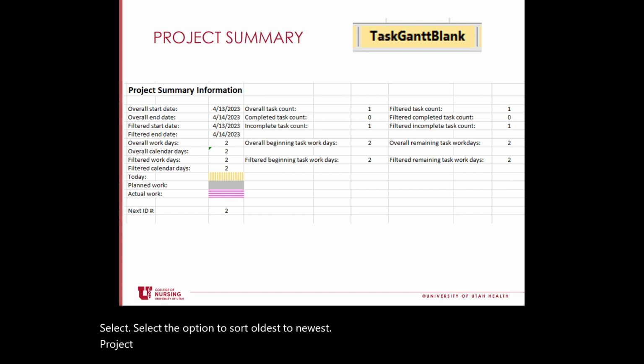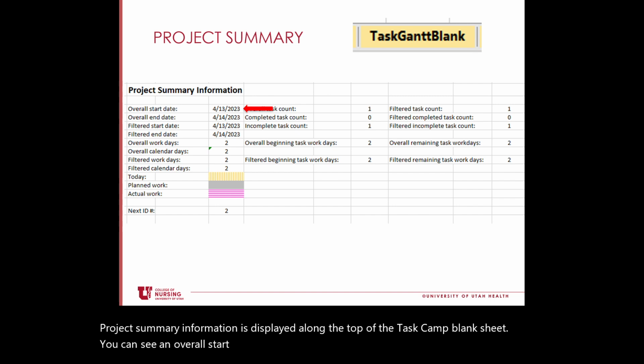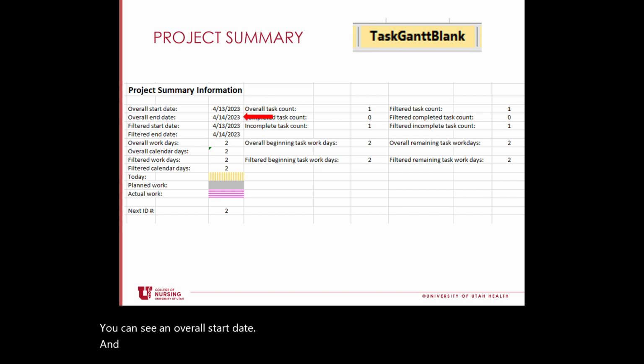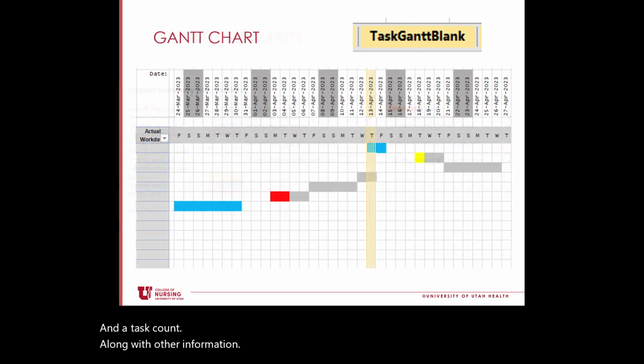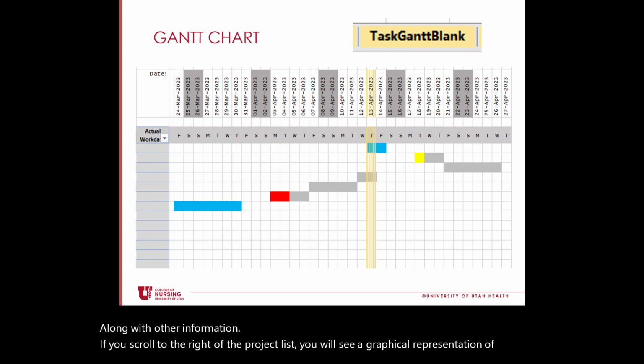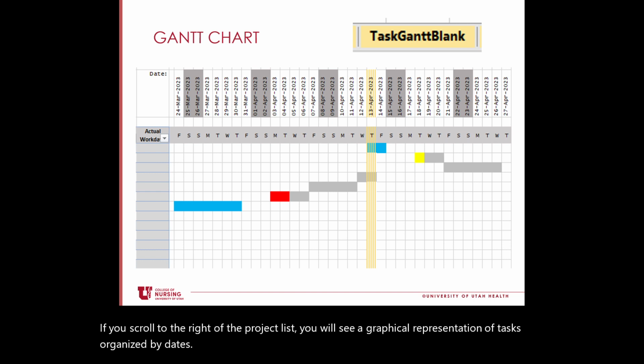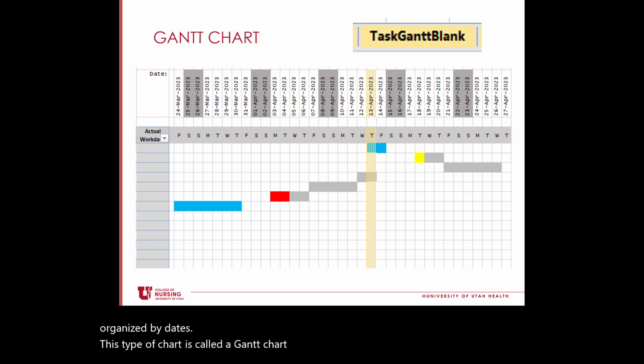Project summary information is displayed along the top of the Task Gantt blank sheet. You can see an overall start date, an overall end date, and a task count, along with other information. If you scroll to the right of the project list, you will see a graphical representation of tasks organized by dates. This type of chart is called a Gantt chart. The name is not important. It's just a nice way to see how the tasks of a project line up according to date.